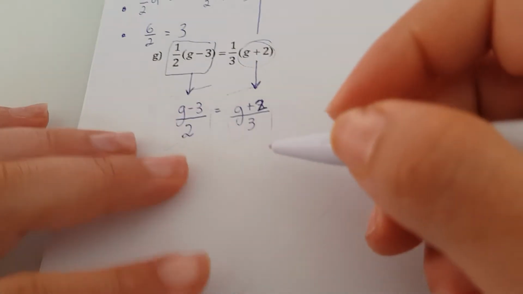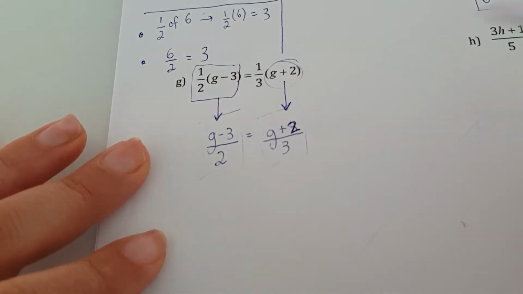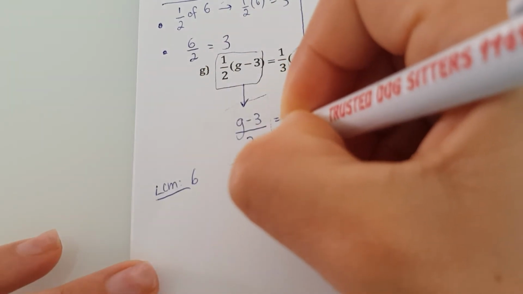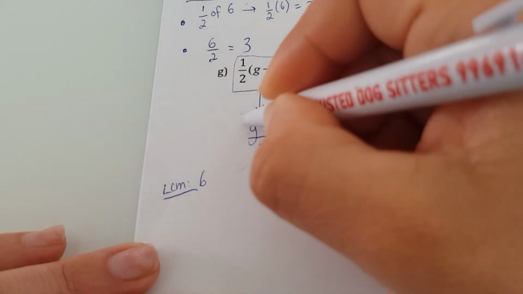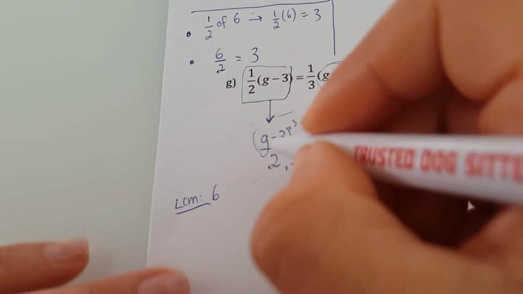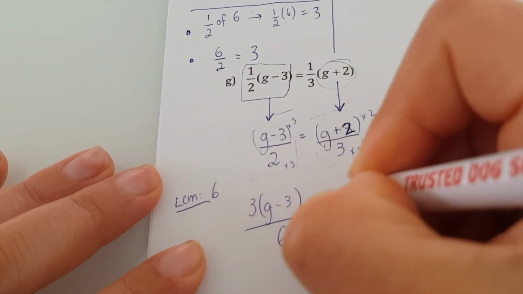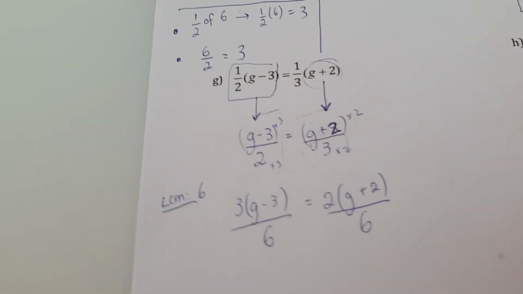So let's start checking them out. Okay, so use whichever method you want. Let's try the one with LCM. LCM of 2 and 3 is 6. So basically this needs to be multiplied by 3, all of this. This multiplied by 2, all of this by 2. Okay, so I have 3 times (g minus 3) on 6, 2 times (g plus 2) on 6.